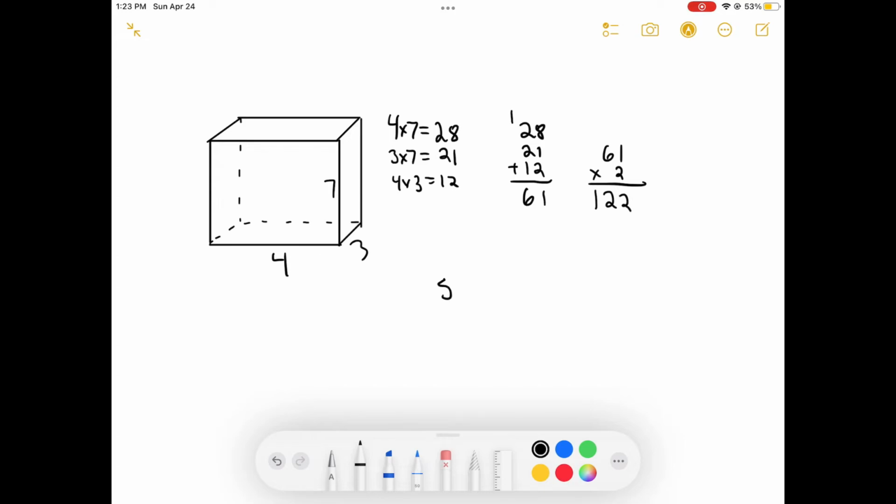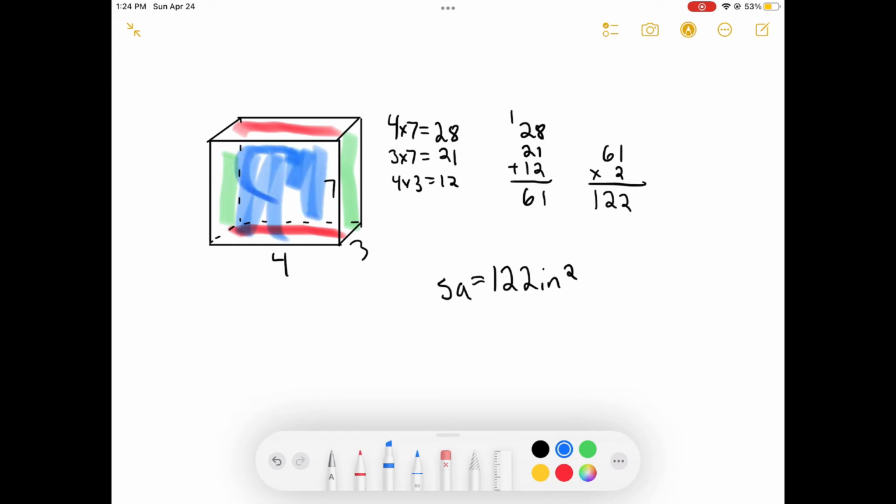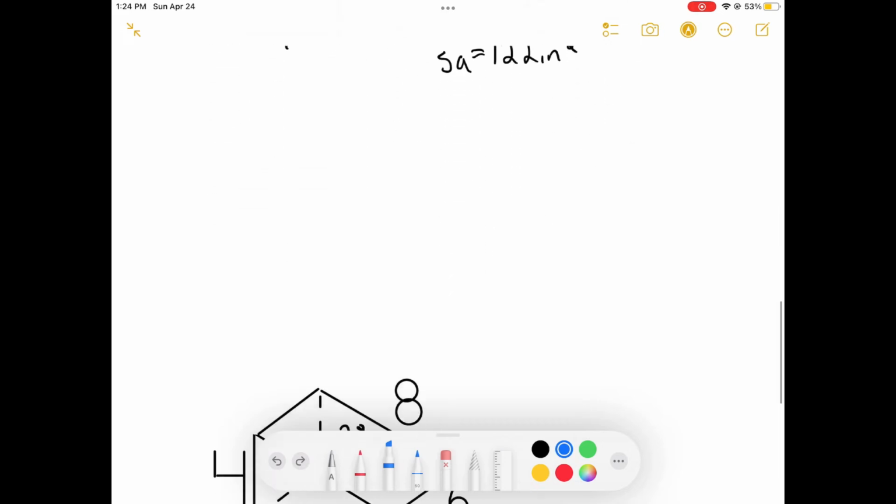And we are multiplying it by 2 because we figured out half of it, right? So the SA equals 122 inches squared. SA meaning surface area. We multiplied it by 2 because this side would be the same as this side. This side's area is the same as this side, and this side's area is the same as that side's area, right? That's why we multiplied it by 2, because the opposite side has the same area.